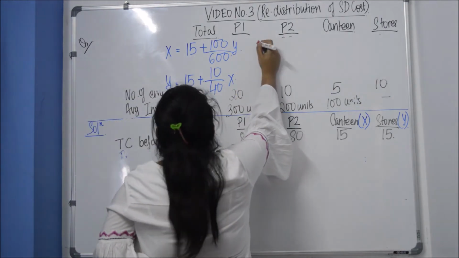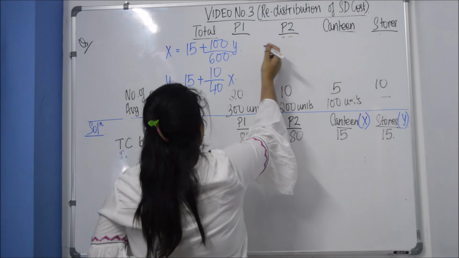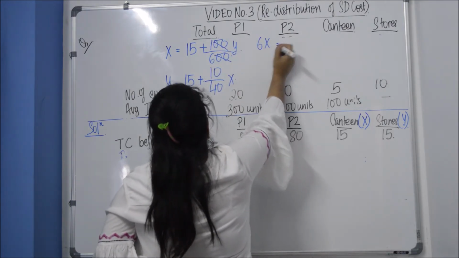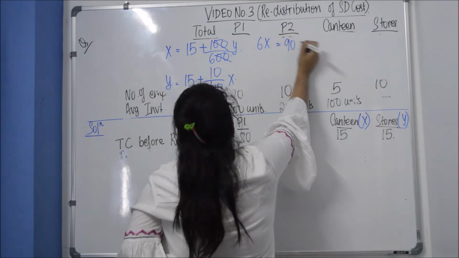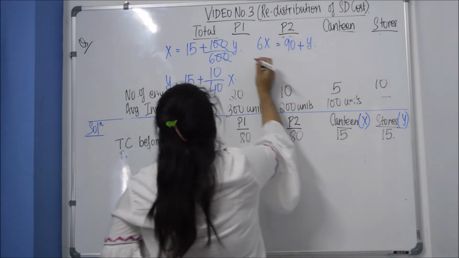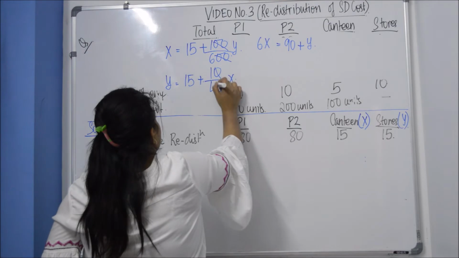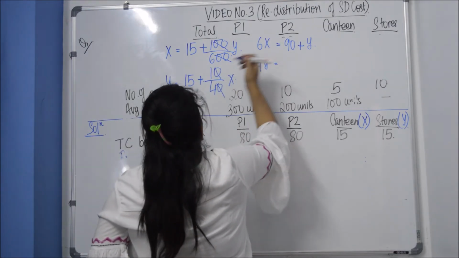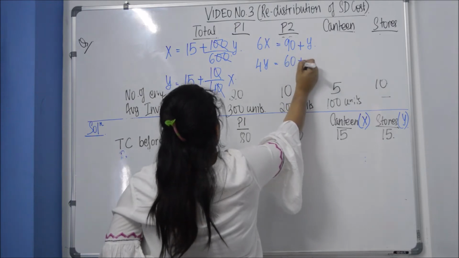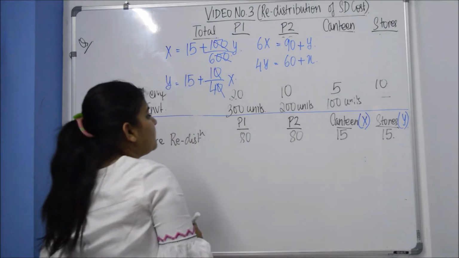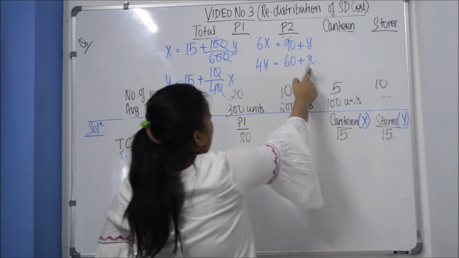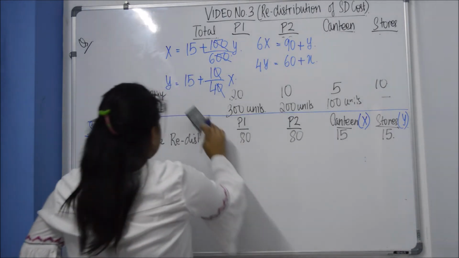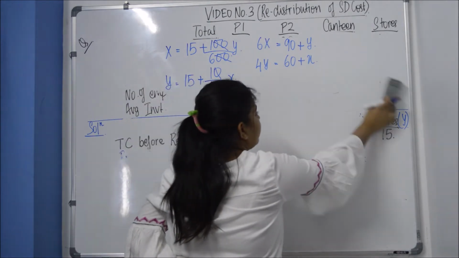So simplifying these equations, it would be 6x is equal to 90 plus y, and this would be 4y is equal to 60 plus x. Substituting the value of x in this equation would be, I am erasing this for the time being.